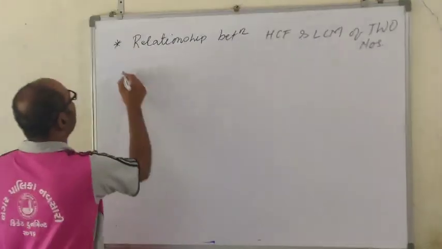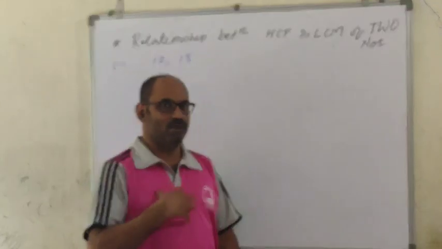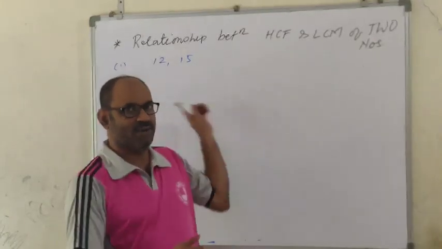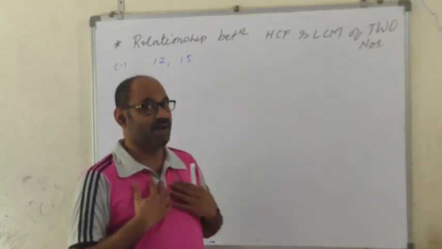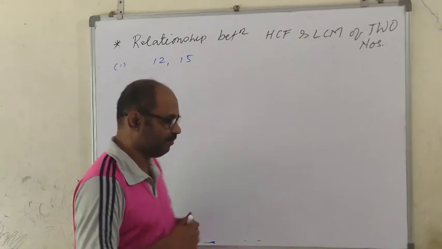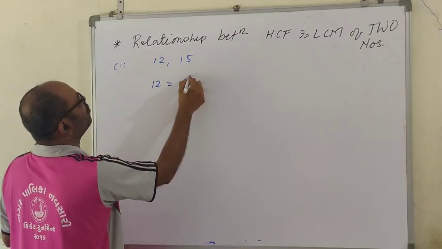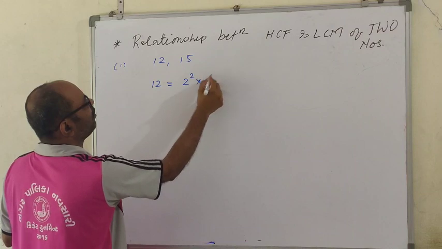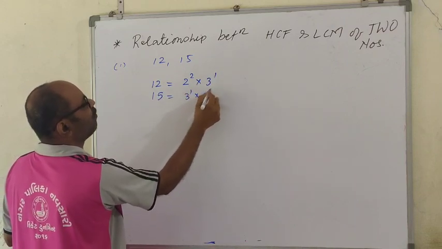Alright? First example, I'm taking 12 and 15. What I am supposed to do? The two numbers we already got. First number is 12 and the other number is 15. Now I am going to find the HCF and LCM. Okay, I'll write the prime factors directly. 12 is 2 squared into 3 raised to 1. 15 is 3 raised to 1 into 5 raised to 1.